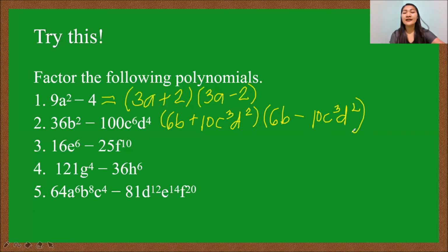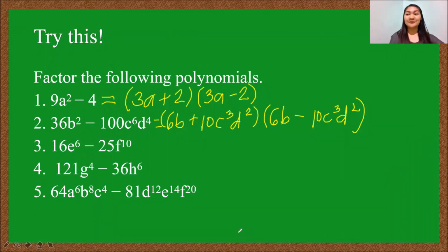Okay, so the factored form of 36b squared minus 100c raised to 6 d raised to 4 is the quantity of 6b plus 10c cubed d squared times the quantity of 6b minus 10c cubed d squared.